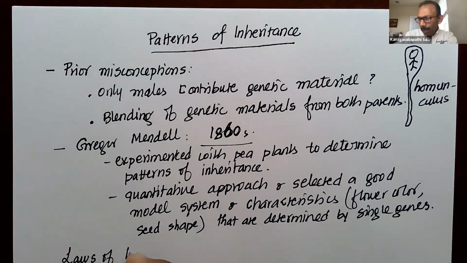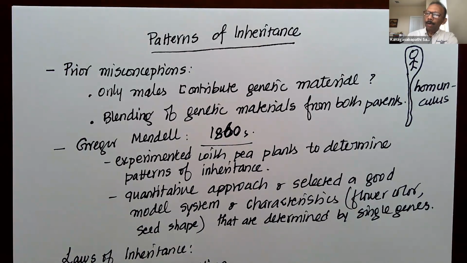Okay. There are two main laws of inheritance that we will look at. One is the law of segregation, and the other one is the law of independent assortment. And let's go through this one by one.